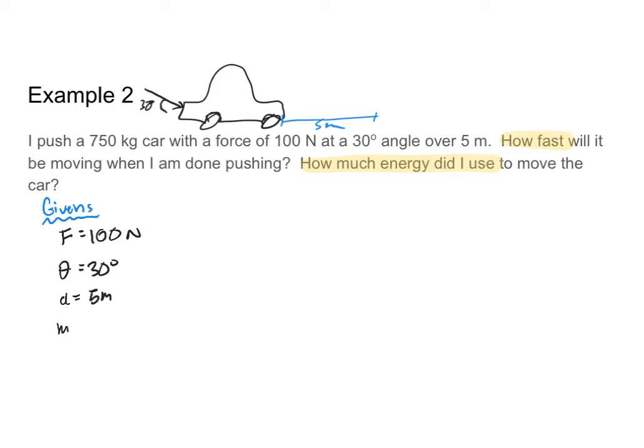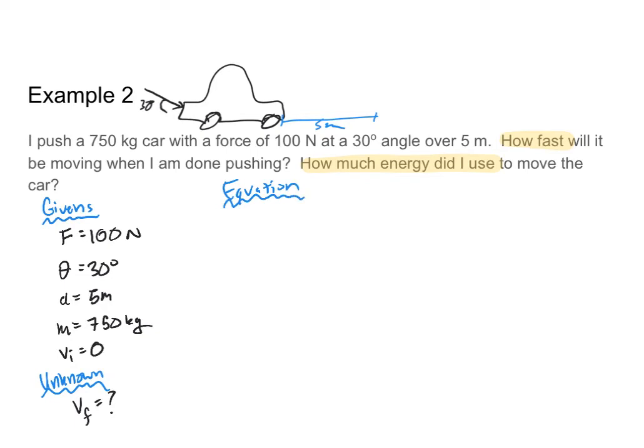And I know that the mass of my car is 750 kilograms. I'm also going to assume that my car was at rest to start. That's something I should have probably written in the question, but that we can assume if we need to. Now my unknown here is my final velocity. So to solve this problem, I am of course going to be using the work-energy theorem.